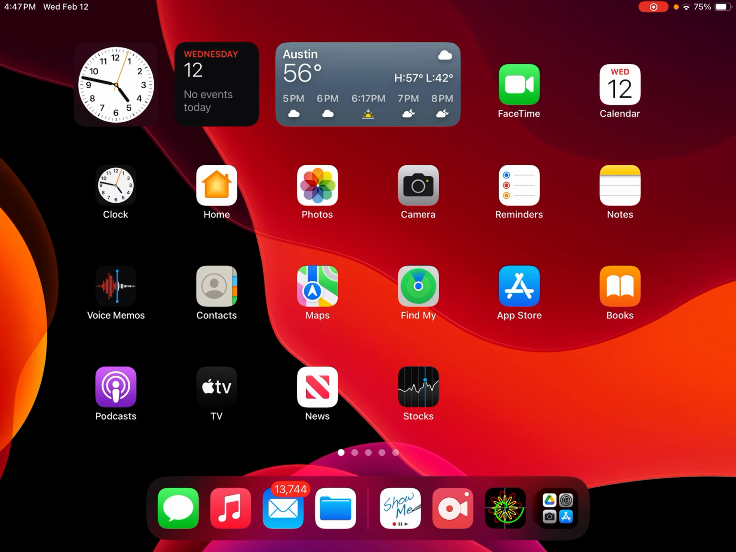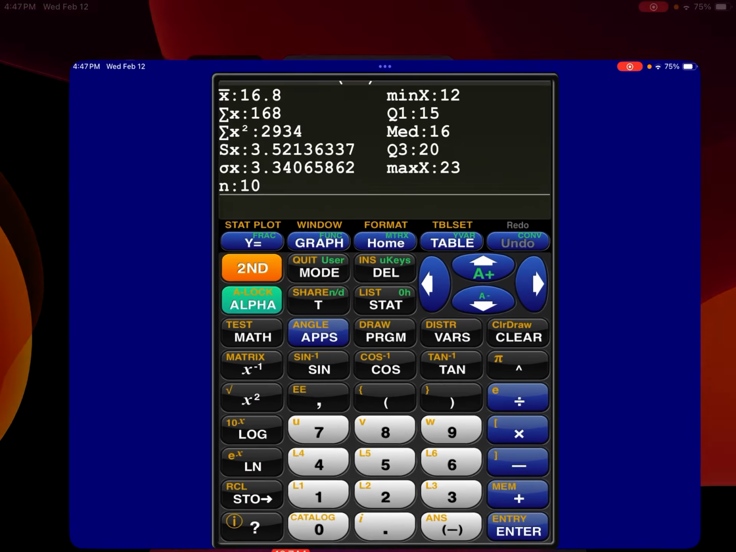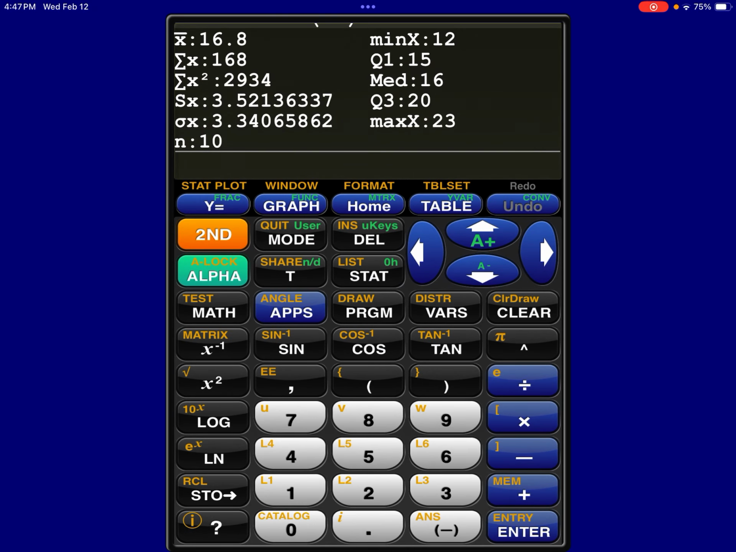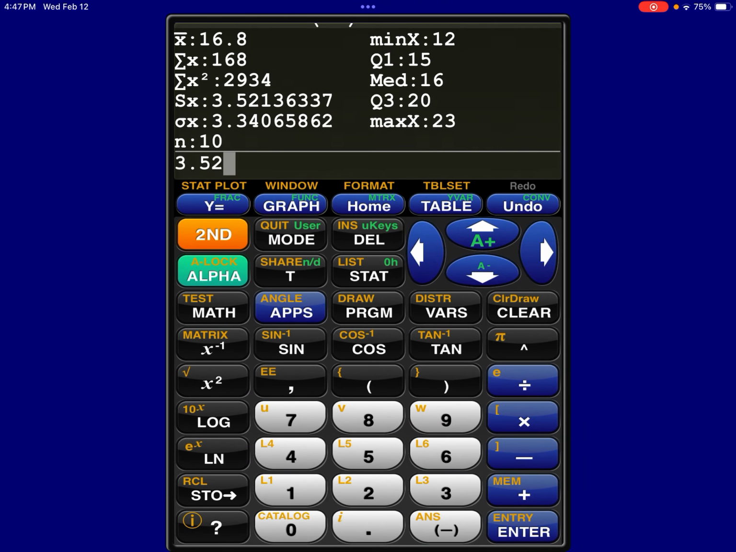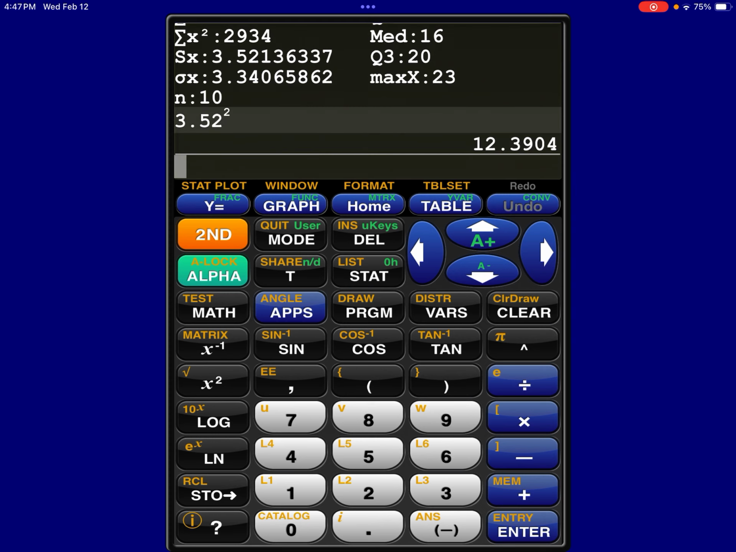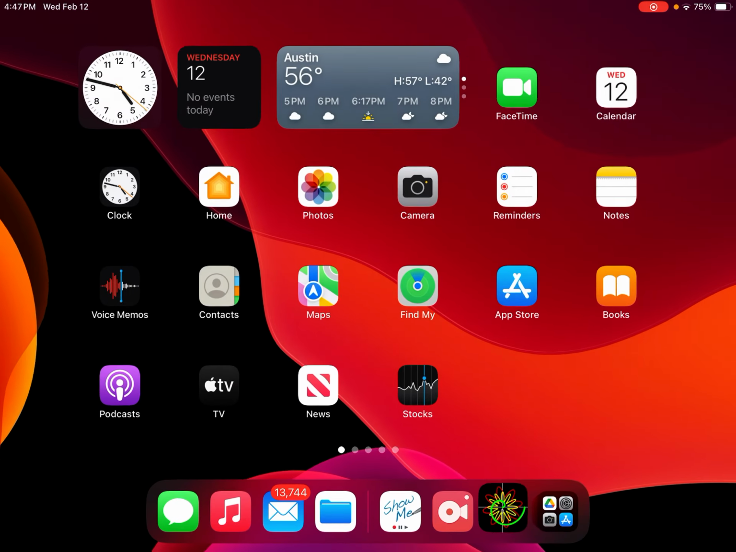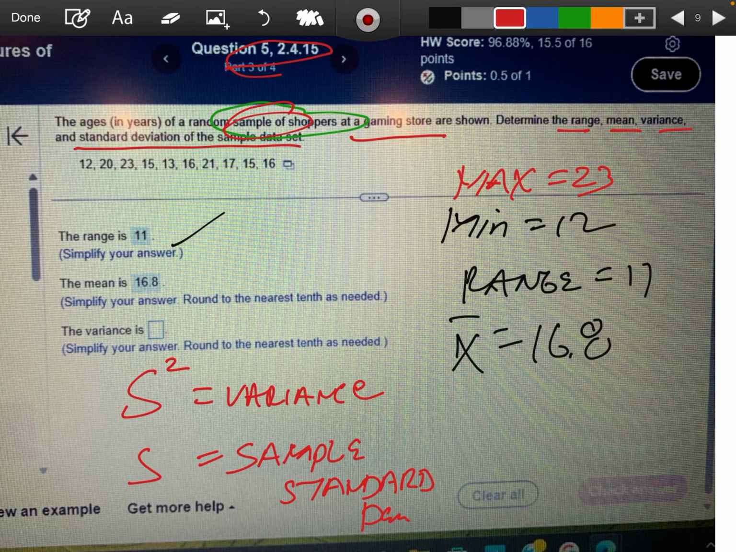So let's come back to my calculator again. Let me get my calculator going here. And so my S, y'all, is 3.52. Okay, so I'm gonna take 3.52, that's my sample standard deviation. I'm gonna square it to get my variance. So 12.39, and I think they're probably asking us to round here a little bit. So we came up with 12.39, y'all. Right here, I'm gonna put 12.4.